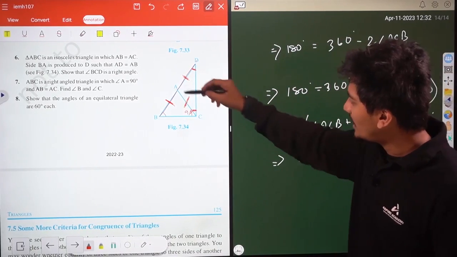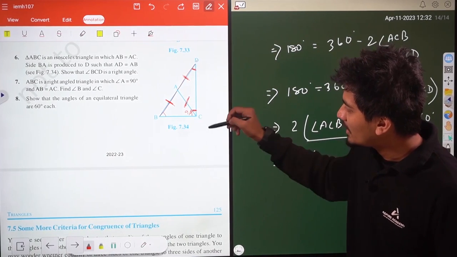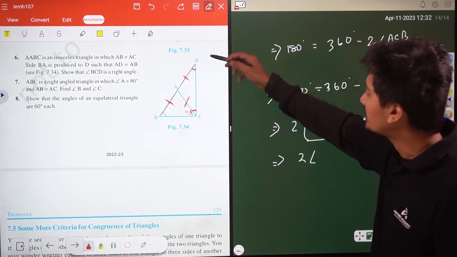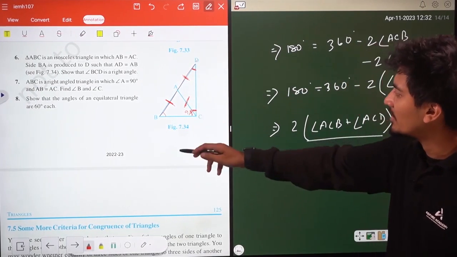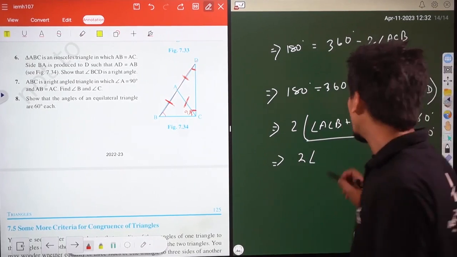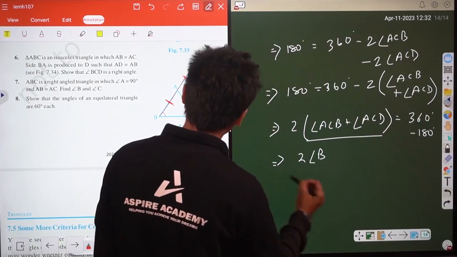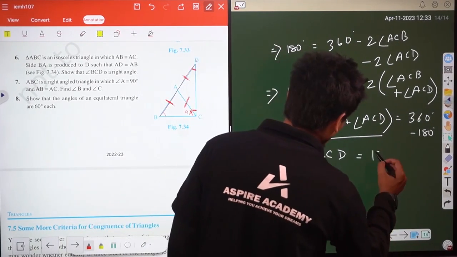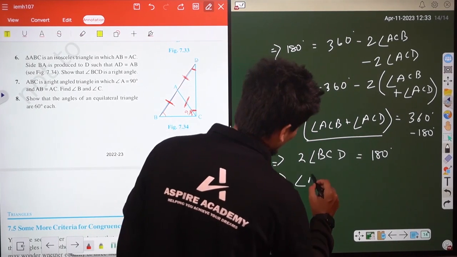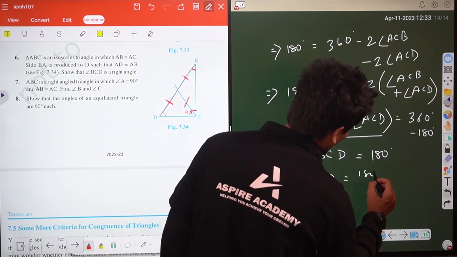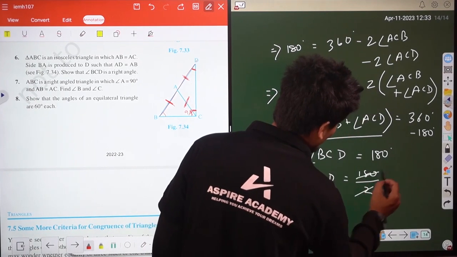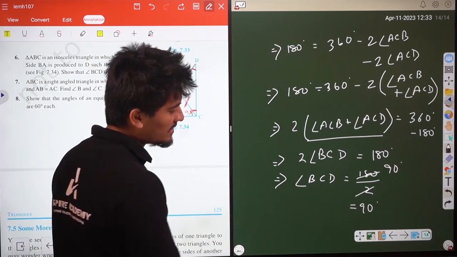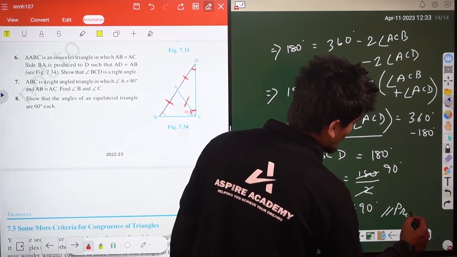and angle ACD. So that means AC is the bisector of angle C, so these angles will be equal. That means this is the required angle DAC, or you can say BAC, right? So angle BCD is equal to 360 degrees minus 180 degrees, which is nothing but 180 degrees. So angle BCD is equal to 180 degrees divided by 2, that means 90 degrees. So therefore we have angle BCD equal to 90 degrees, which is the required proof.